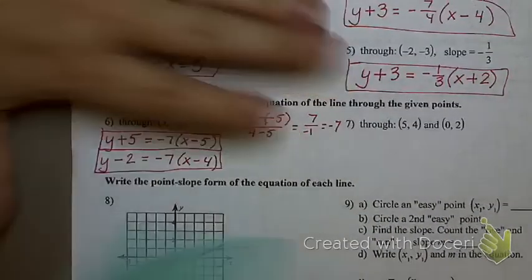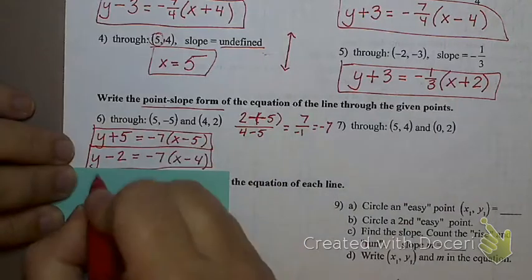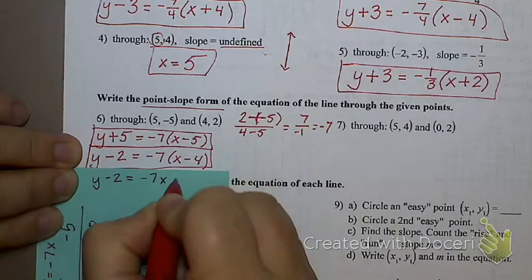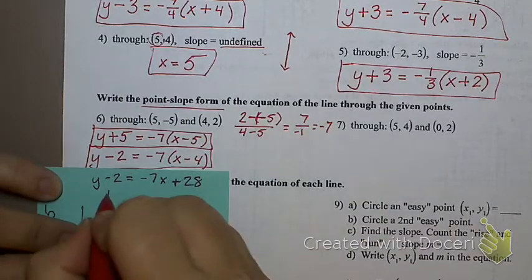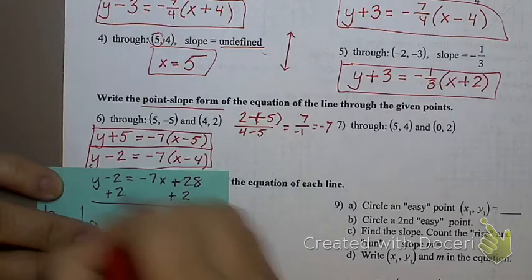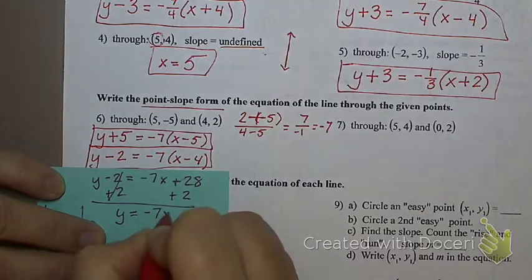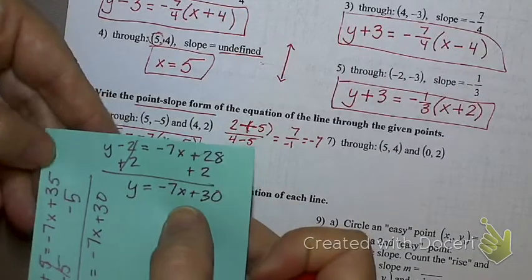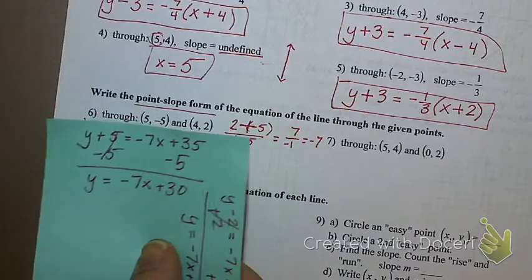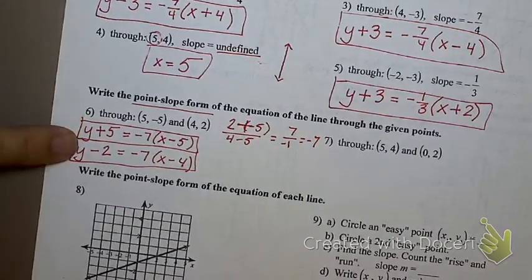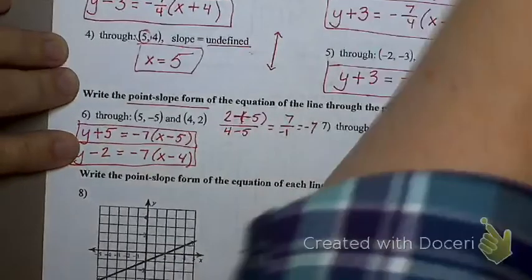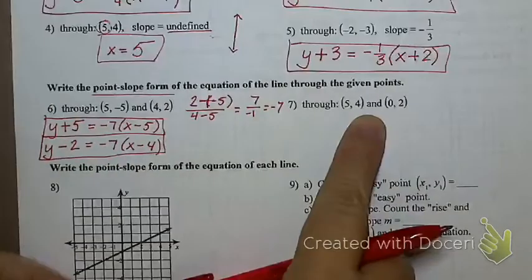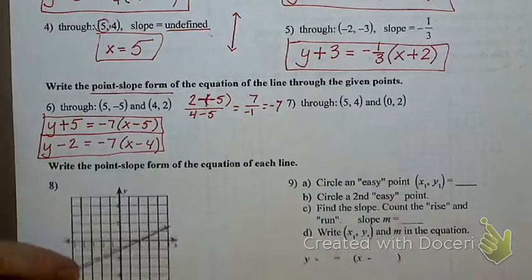Does this one go to that same equation? If I have y minus 2 equals negative 7x plus 28, what am I going to do? I'm going to add 2. Y equals negative 7x plus 30. Isn't that what I got on the other side? Negative 7x plus 30, negative 7x plus 30. It ends up being the exact same equation. Okay? So you can write it with either point, it doesn't matter. Make sense? Okay? Why don't you write the equation in point slope form for number 7?